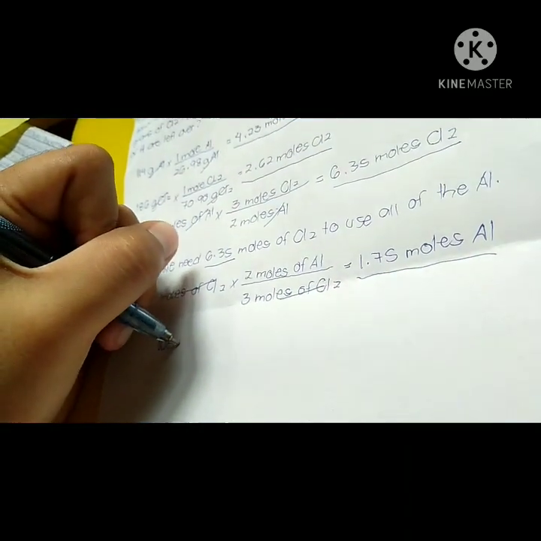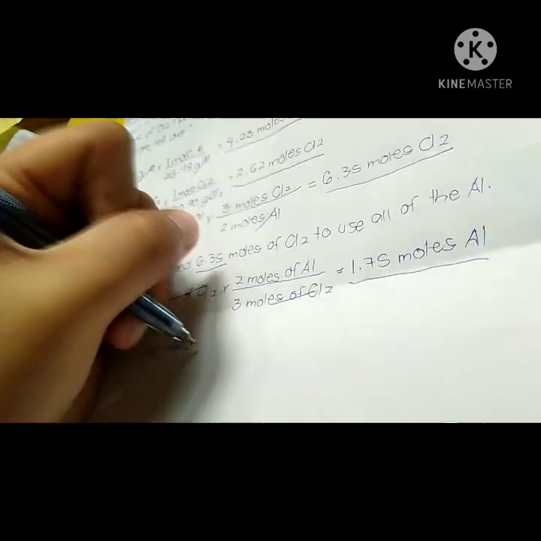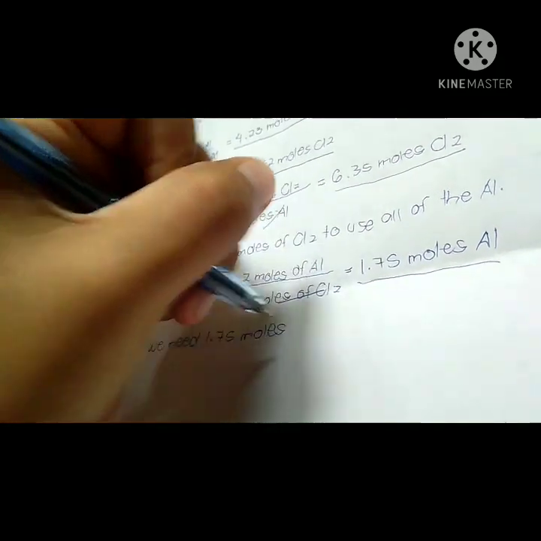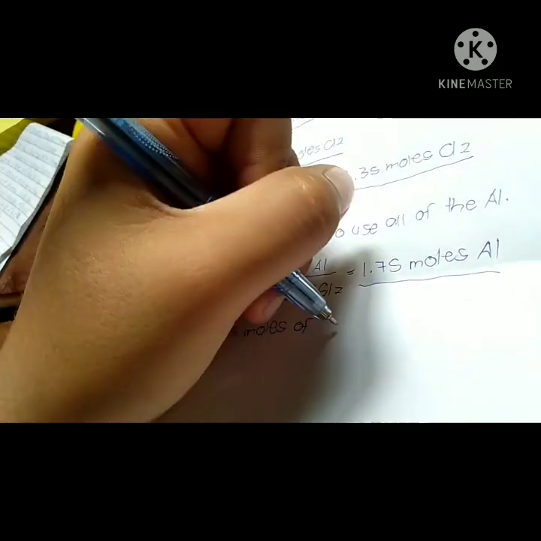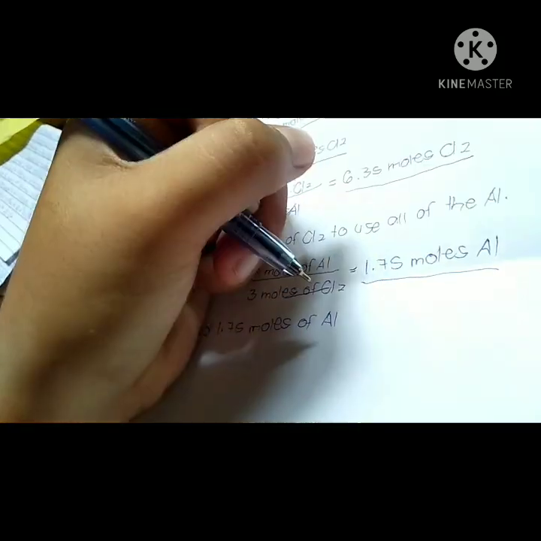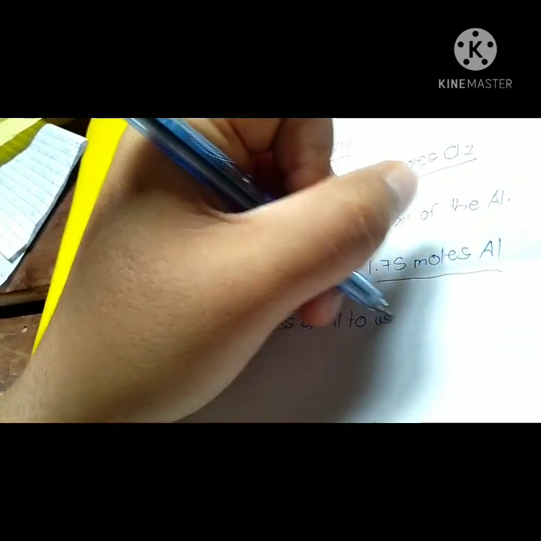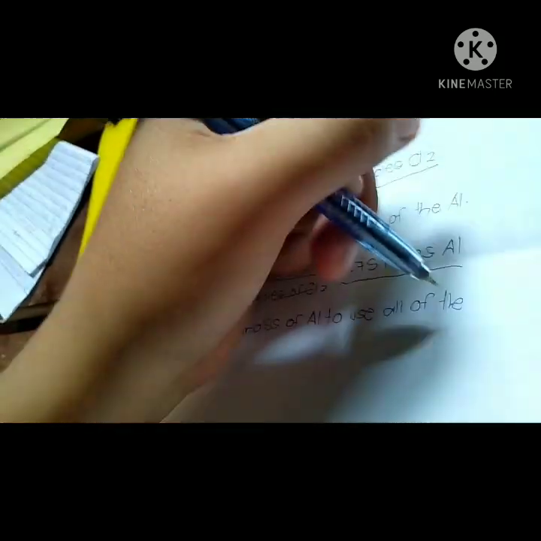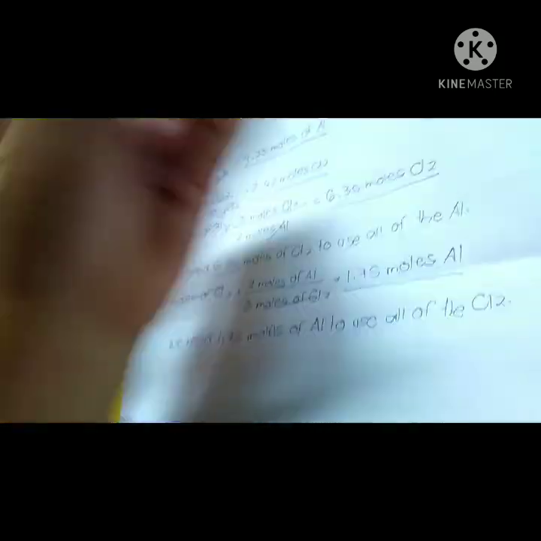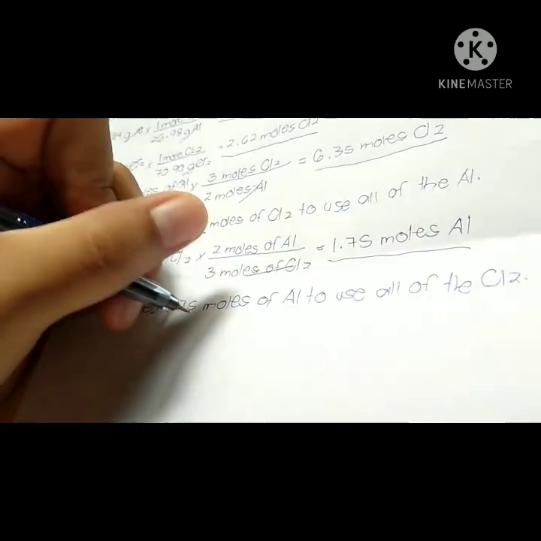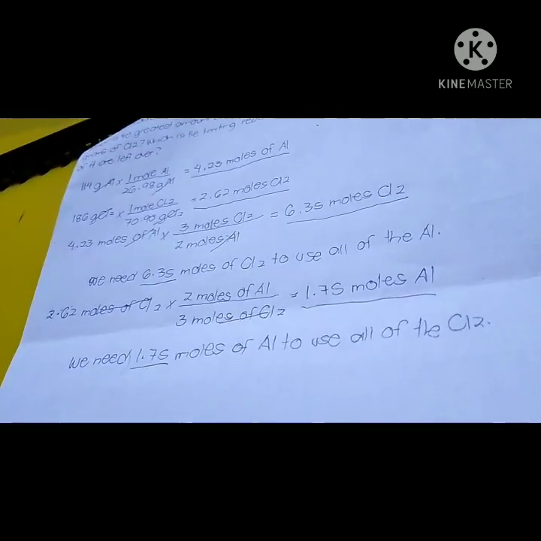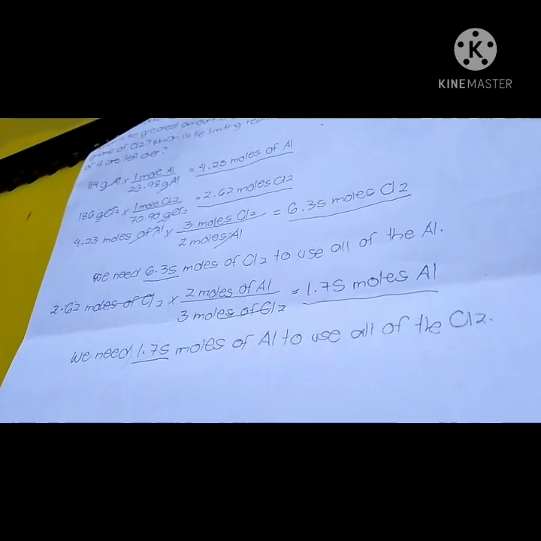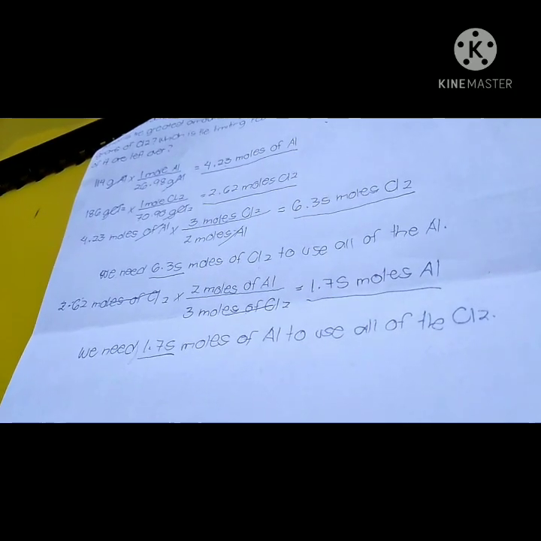We need 1.75 moles of aluminum to use all of the chlorine. So which is the first reactant that we ran out of? Which is the limiting reactant? Okay, check this out.